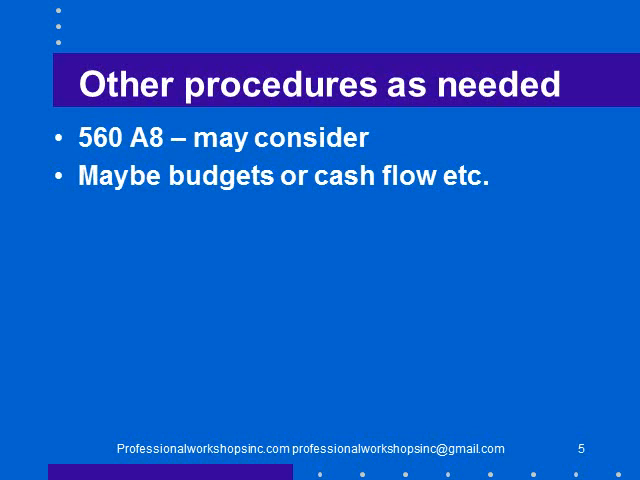Now, there may be other procedures that we may wish to apply, and 560A8 gives us a list. So things like looking at budgets or cash flows or things like that. So if we had suspicions that there were subsequent events that we hadn't been told about, we might extend our procedures beyond the 4 procedures discussed on the previous slide. The 4 procedures on the previous slide we must perform. The ones in A8 we might consider performing.